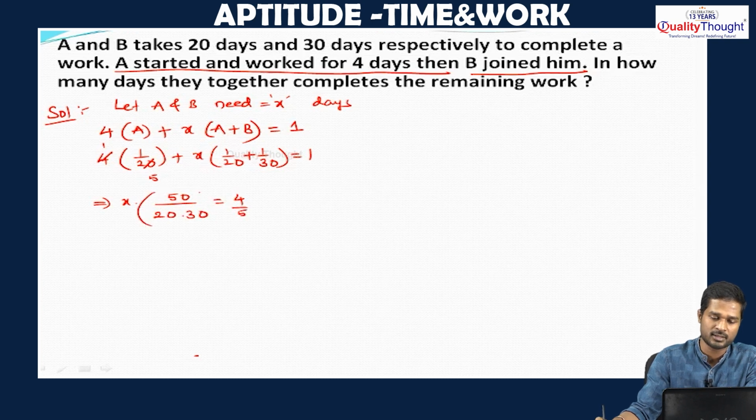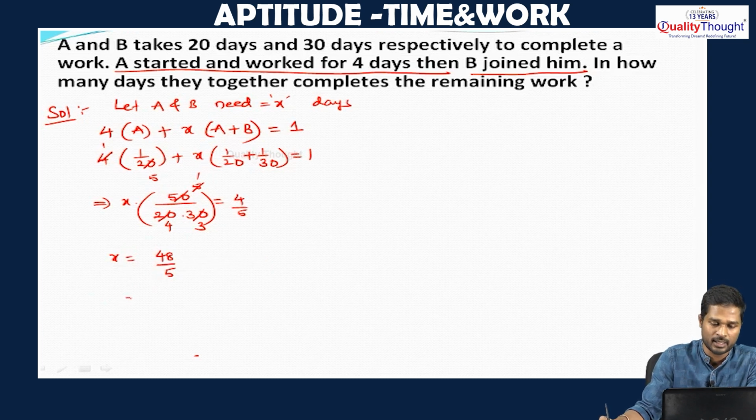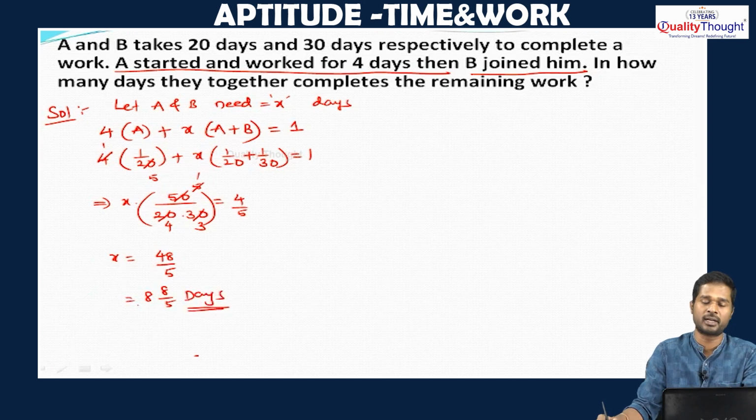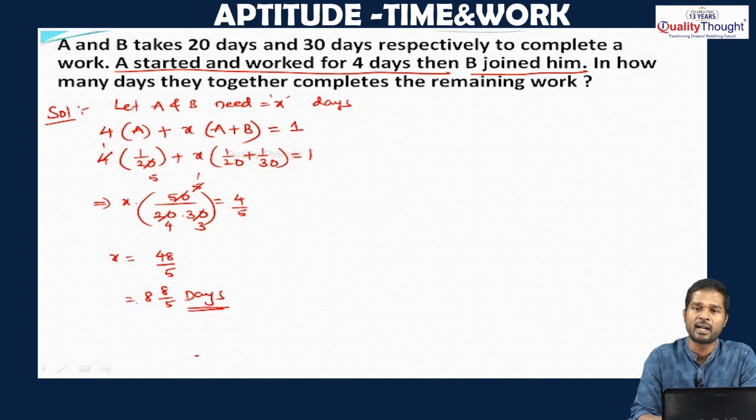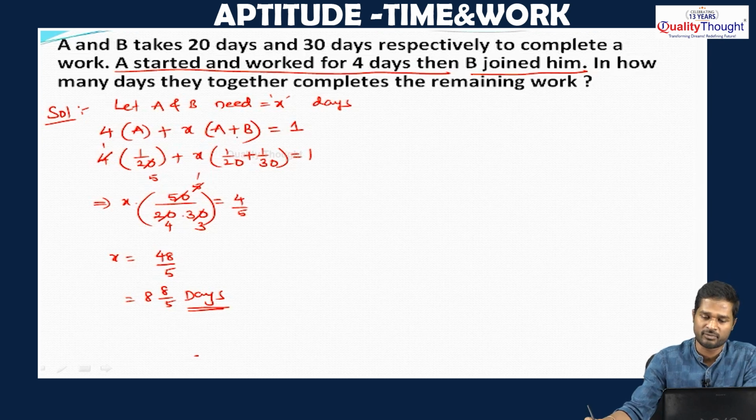So we can cancel the terms here. This is 10 fives, 10 threes, 5 ones, 5 fours. So x is equal to 4 threes, 12 fours, 48 by 5. So it is 48 by 5, that means 9 and 3 by 5 days. 5 eights are 40 plus 8, 48 by 5 days. So A and B require another 48 by 5 days to complete the remaining work. This is the equation method.